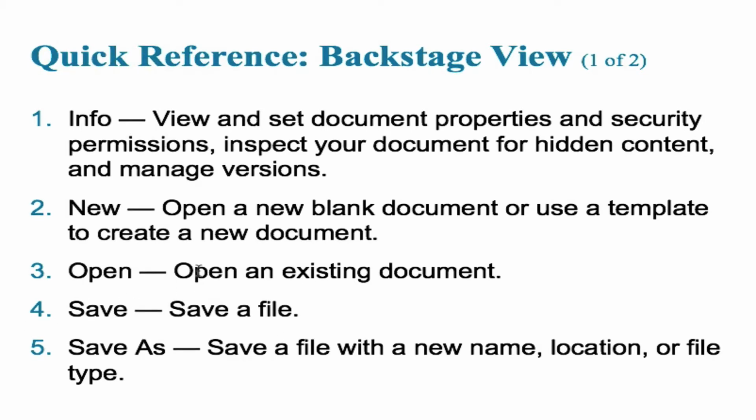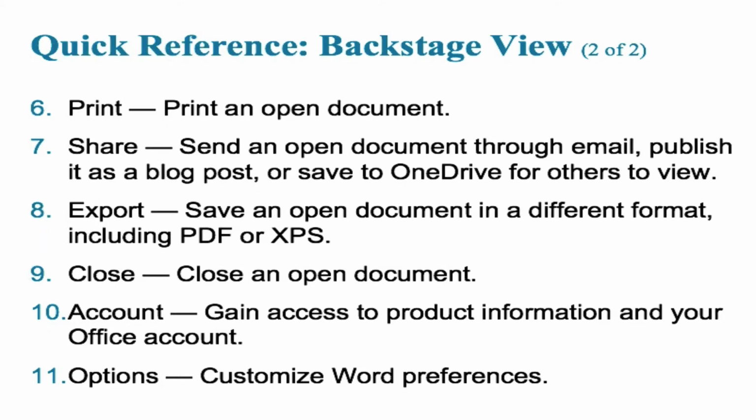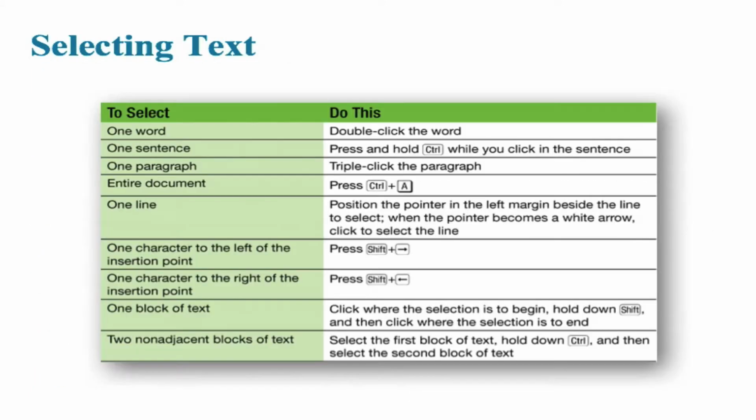All right, so you can open an existing document, save it, save as, new, info, and so forth. You can do print, share, export, close, account, and options. And those are pretty self-explanatory. You print something, you share it to someone, export it somewhere else. You close something, so forth. Selecting text. This right here just shows you some key commands that you could do. So on the Mac, it might be a little bit different. Instead of Control A, maybe Command Shift and A, something like that.